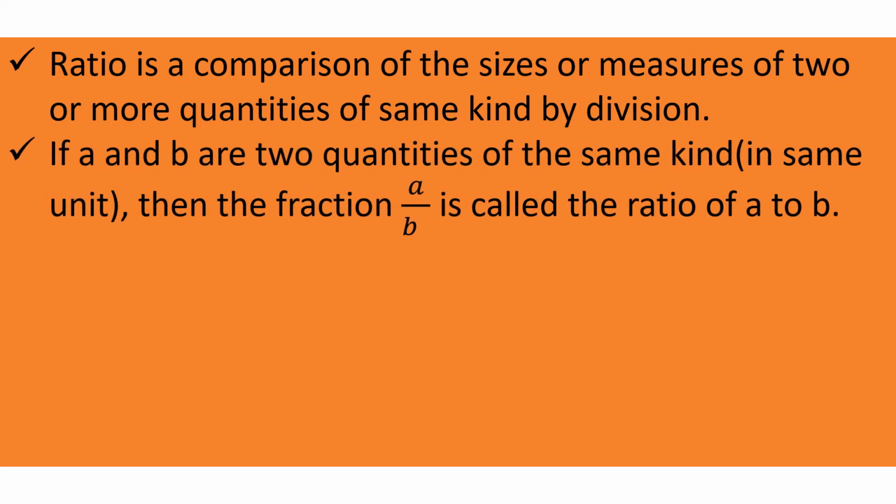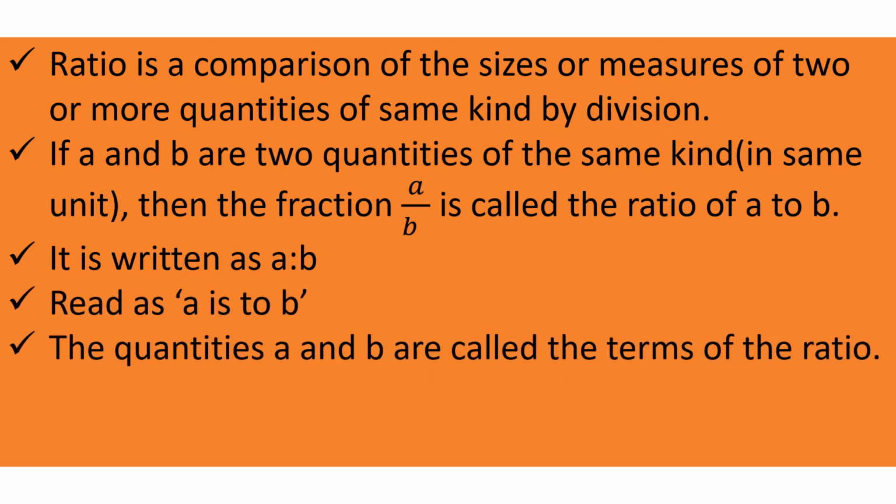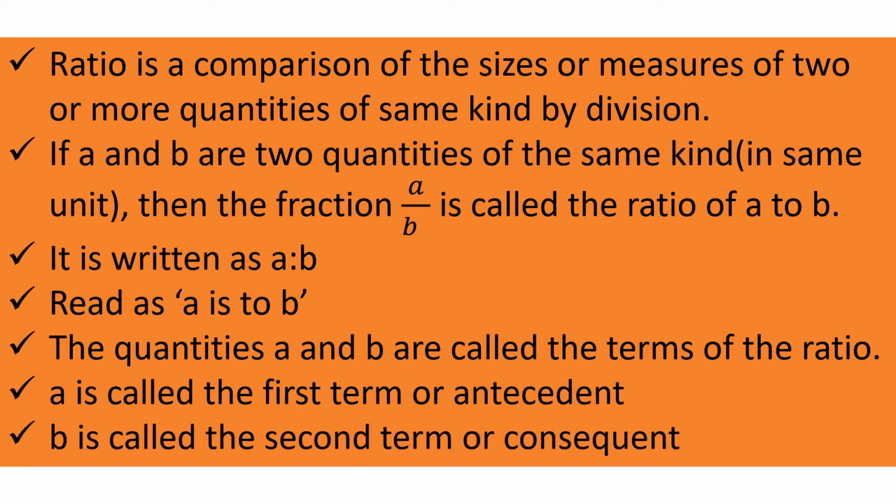If A and B are two quantities of the same kind, then the fraction A upon B is called the ratio of A to B. It is written like this and read as A is to B. The quantities A and B are called the terms of the ratio. A is called the first term or antecedent. B is called the second term or consequent.